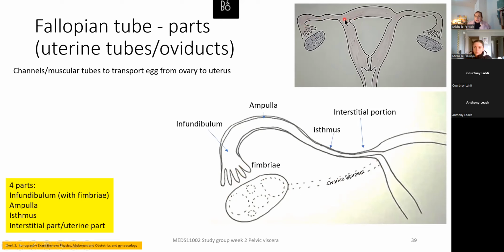So this area here we call the cornua. It's really a part of the uterus, and if a gestational sac was to sit in here, that's an ectopic pregnancy. It shouldn't be sitting in there. Very vascular, and it's very dangerous.